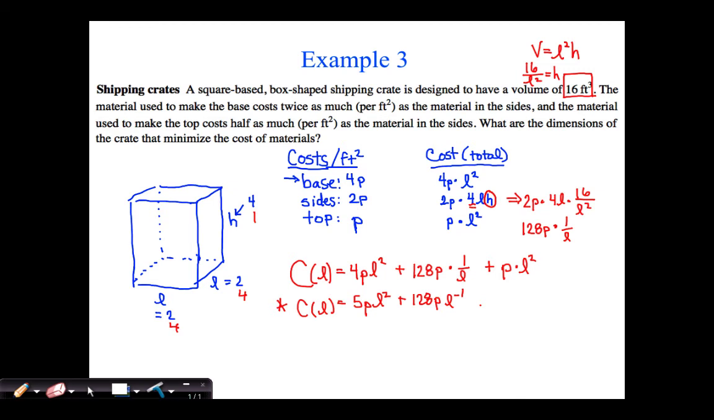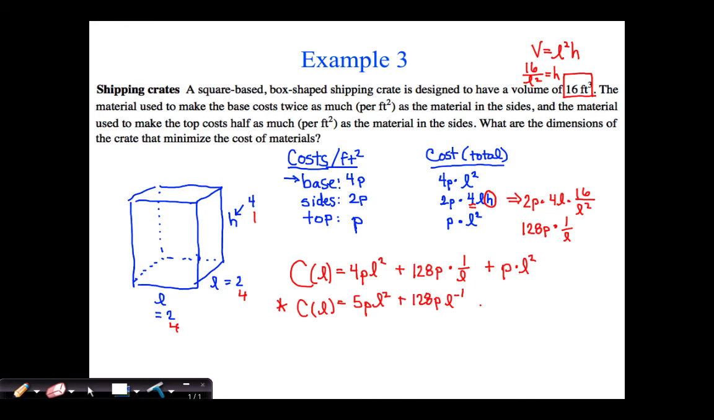Not a parabola if I graphed cost against length because of this L to the negative 1. So maybe a slightly less familiar sort of shape. But I know that L has to be greater than 0. It shouldn't be 0 or we're never going to get a box. So we don't really have an endpoint at 0. As you can maybe imagine from this 1 over L, there's an asymptote at L equals 0 anyway if I graph this. But something else is going to be going on. I have a vertical asymptote. I don't have a horizontal asymptote. I have a quadratic function mixed with a rational function.